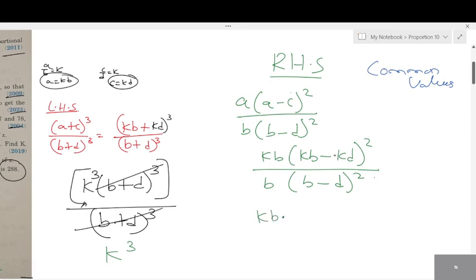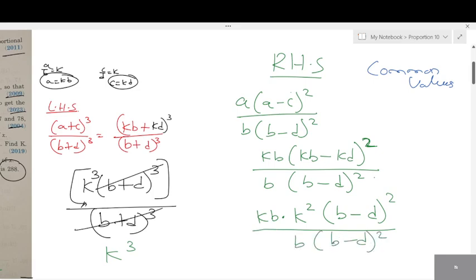Keep it as it is. In the first bracket, what is common, students? Again, we have square outside. What is common in the first bracket? So along with the square, what do you get? You get K square in bracket, B minus D the whole square, divided by B into B minus D the whole square.